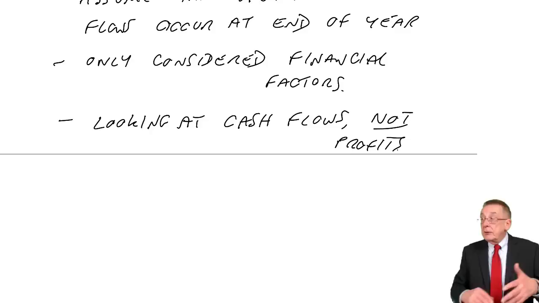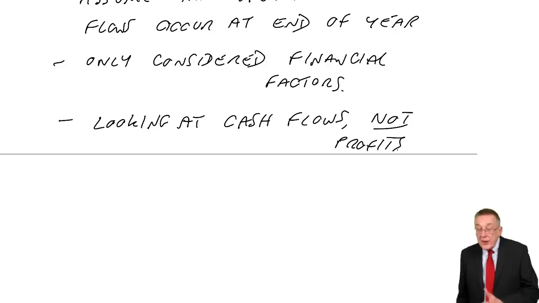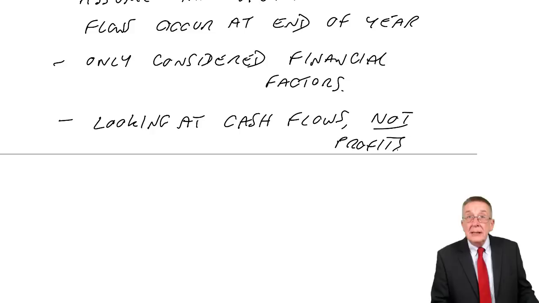Again, I don't care how much profit I've made, it's cash that I need to be able to pay dividends, to be able to expand the company. And so in theory, it's cash flows that we should look at. Net present value, in theory, is the best way of making decisions.